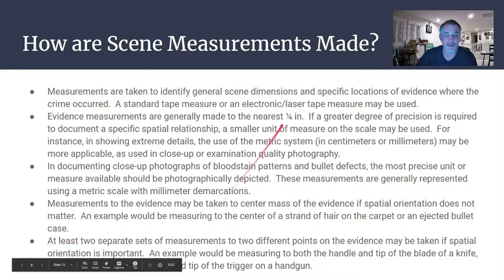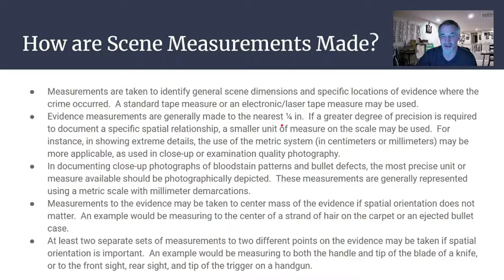At least two separate sets of measurements from two different points on various pieces of evidence may be taken if spatial orientation is important. An example would be measuring both the handle and the tip of the blade of a knife, or from the front sight to the rear sight on a particular handgun. So we want to know which way that handgun's facing.